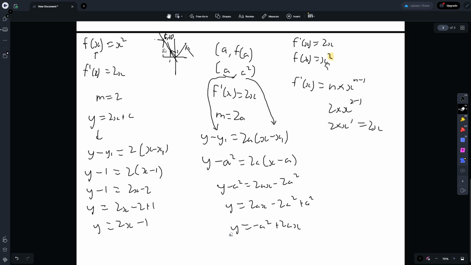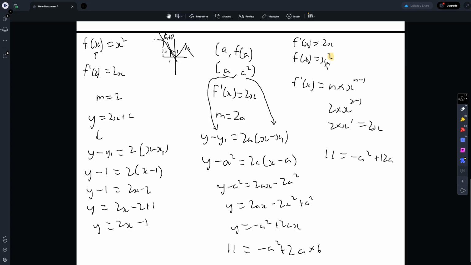So now that we have this, we need to use this equation to solve for a, because if you just tell them that this is your gradient, it's rubbish. Because what is a? We have to figure out what a is, and we do that by using the other point that we're given. In this case, it's (6, 11). So we substitute in (6, 11). 11 equals negative a squared plus 2a times 6. 11 equals negative a squared plus 12a.